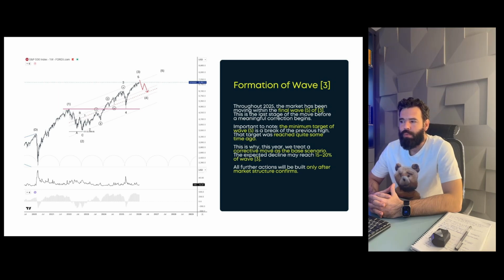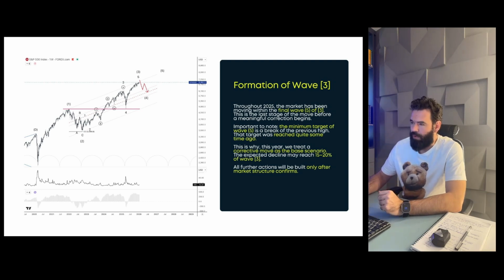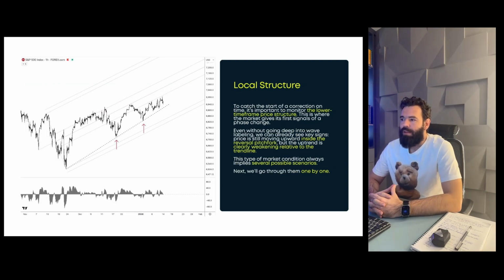That is why this year we are considering a corrective movement as the base scenario, and the expected decline will be about 15 to 20% from Wave 3, meaning from its size, from the growth since 2023. We will take further actions solely based on confirmation of the structure. What does this mean? It means that we stay long exactly until a reversal into a correction is confirmed. And essentially after that, we look for places where it makes sense to pick up stocks, the index, and build our portfolio. To determine the start of the correction in time, it is necessary to monitor the lower level structure.